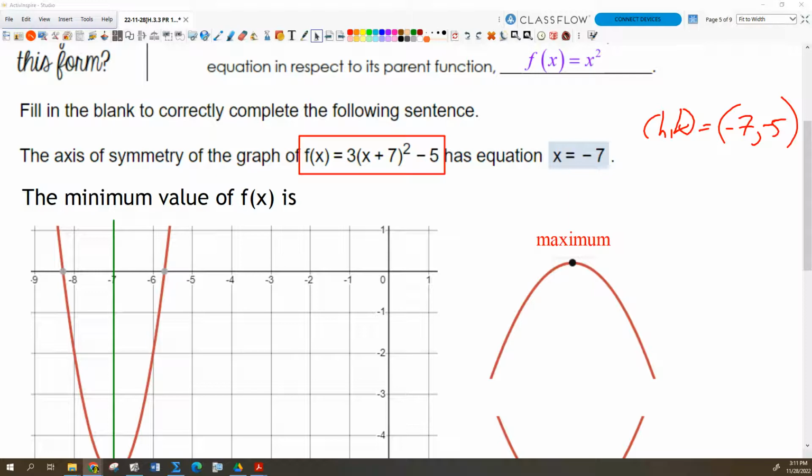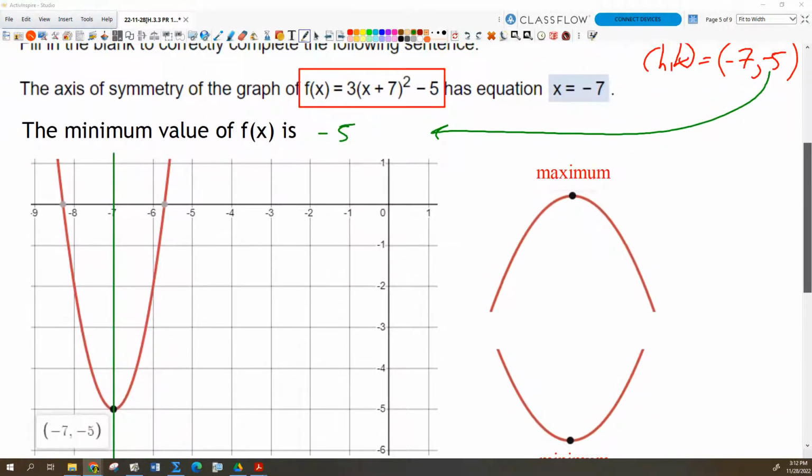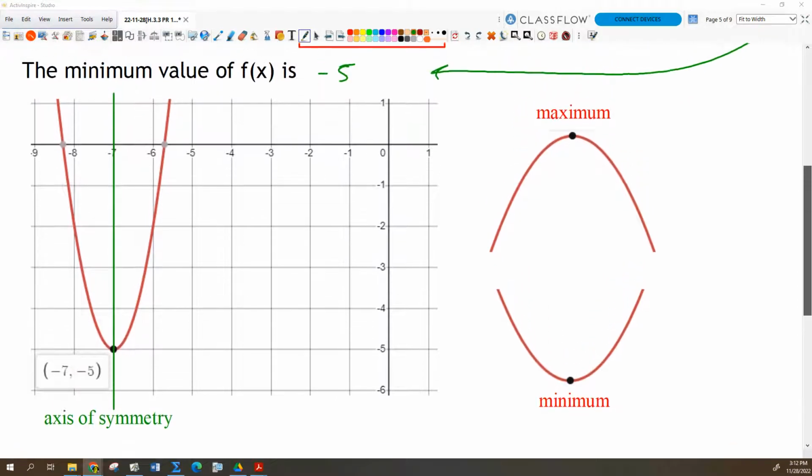Okay, but the minimum value is going to be the output value. So which one is it? -5. Yeah. And that comes from right there. Okay, it's always the y coordinate of the vertex. It's always going to be the maximum or the minimum, depending on which way it opens for a parabola. Okay? And does the graph make sense? Well, yeah, the vertex would have to be at -7, -5.